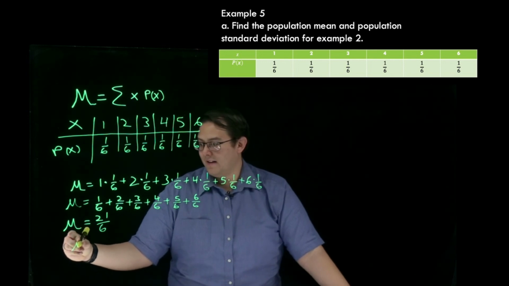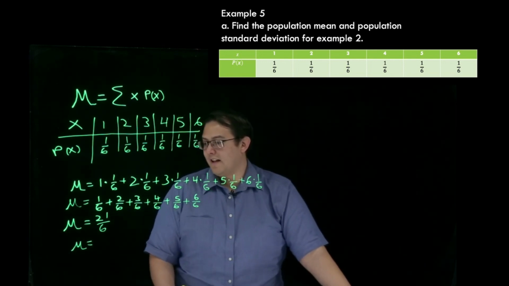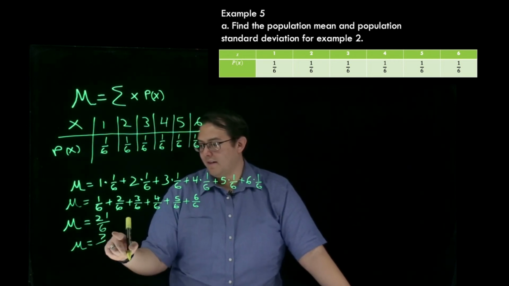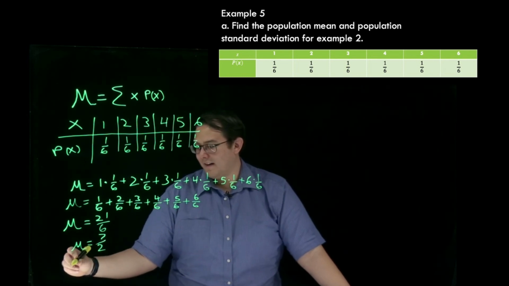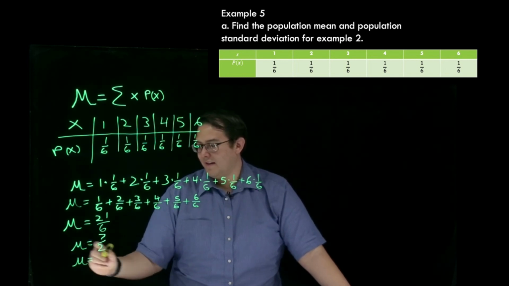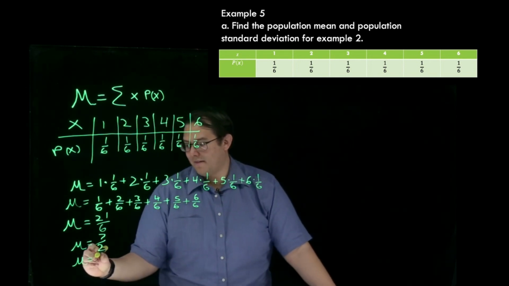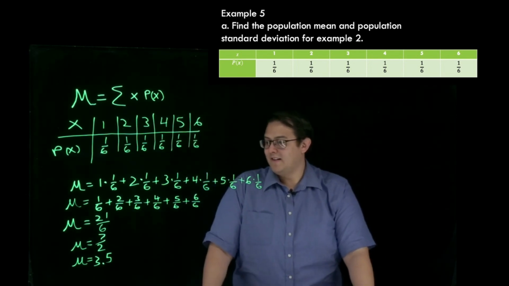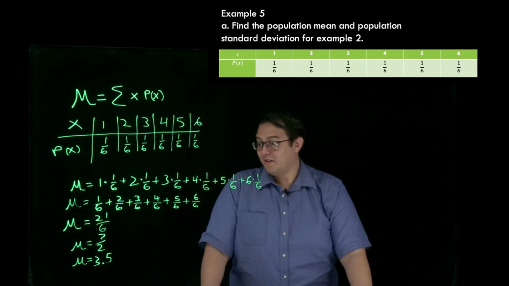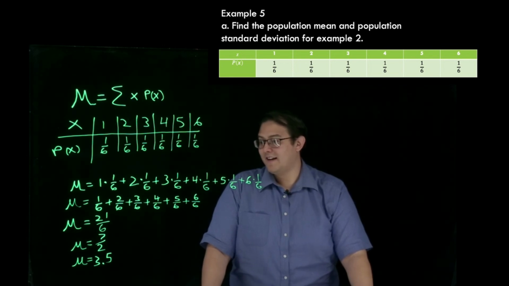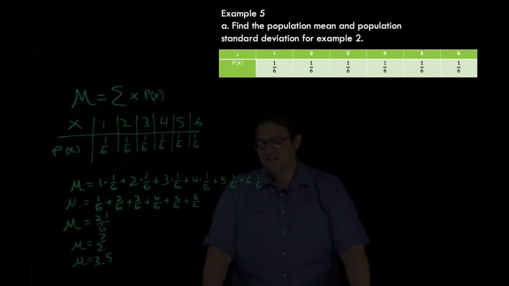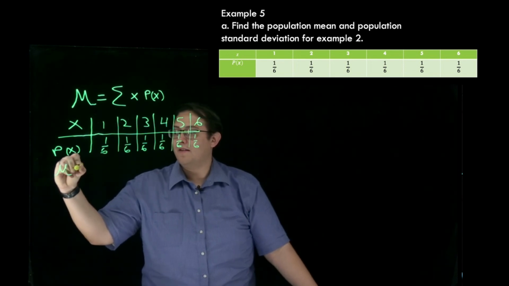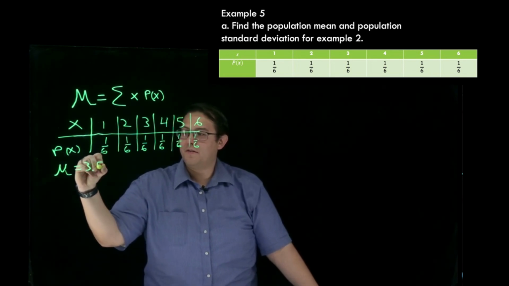So then mu, the population mean. Here, 3 divides both of them. 3 goes into 21 7 times, and 3 goes into 6 2 times. So if you like decimals, mu is going to be 3.5. And that is how you calculate the mean. Recall that the mean is 3.5, and we're going to use that in a little bit. So we just found the mean, and the mean was 3.5. So mu is 3.5.